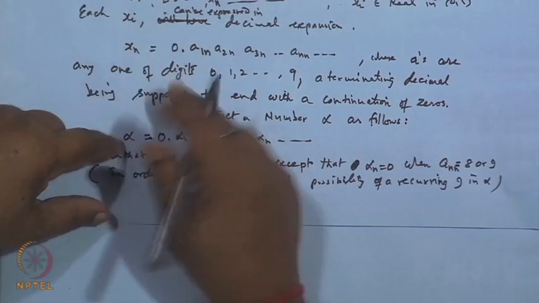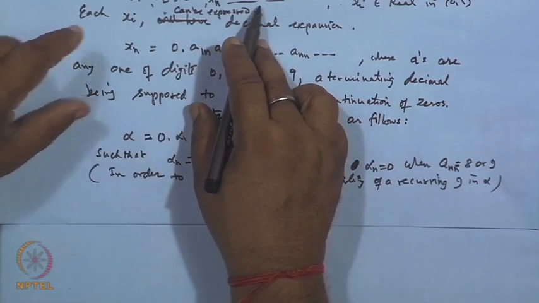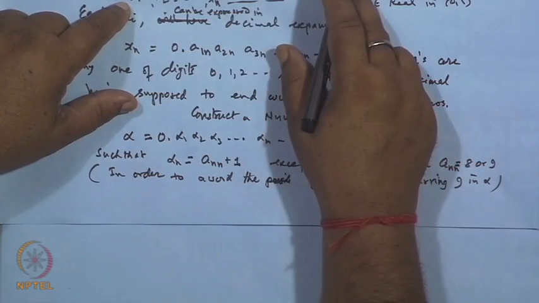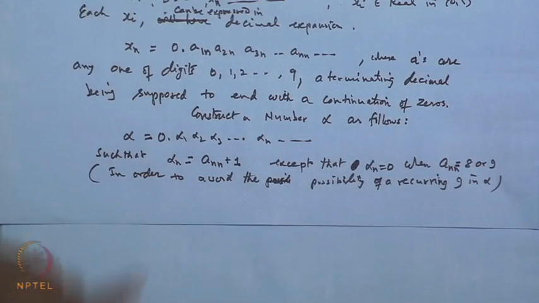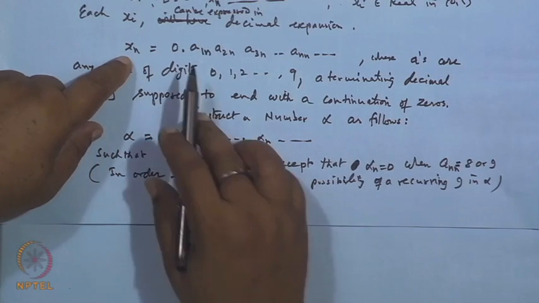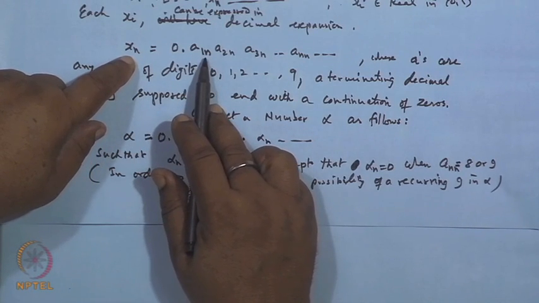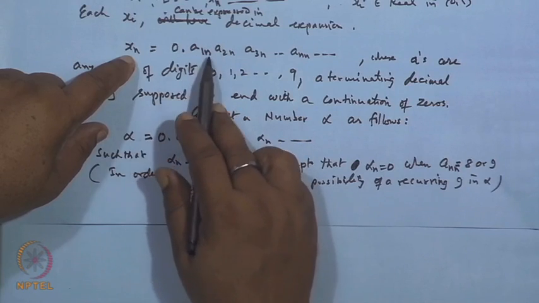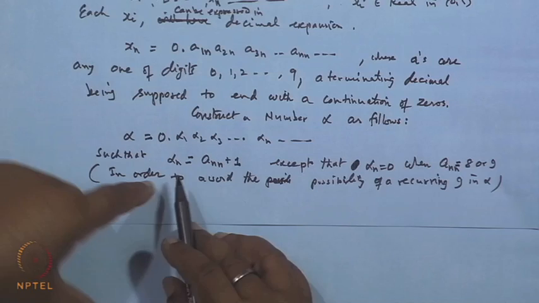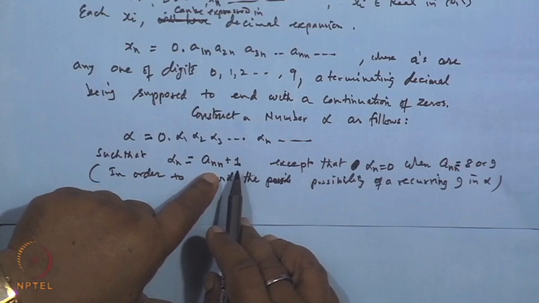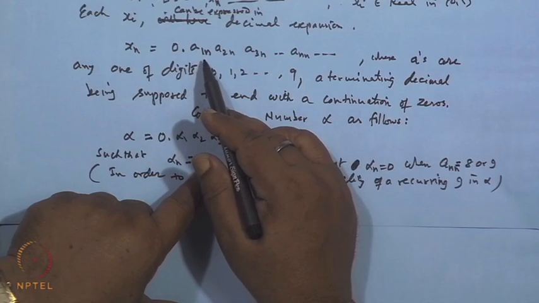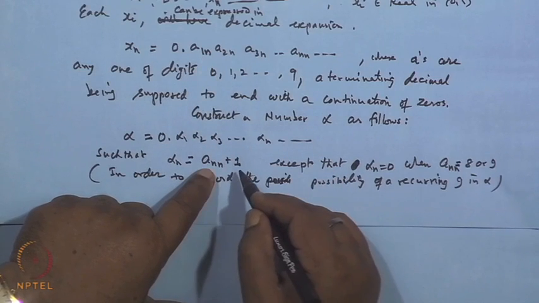Now, we claim that this point alpha so constructed differs from each term x 1, x 2, x n of the set of points in 0 1, at least at one place. Why? Suppose I take x 1, then x 1 here has a 1 1 as the first place, while in alpha the first place is alpha 1, and alpha 1 is what? a 1 1 plus 1.